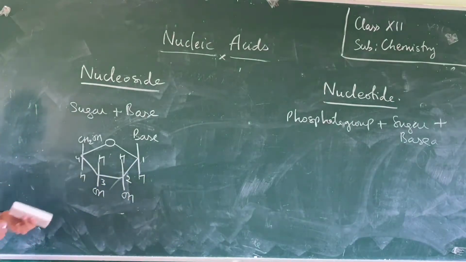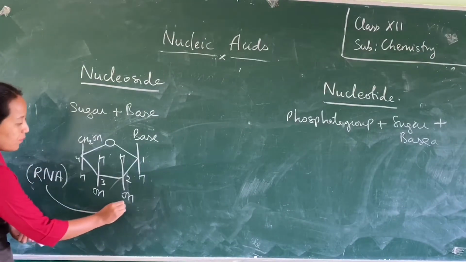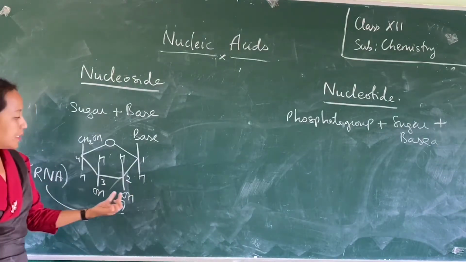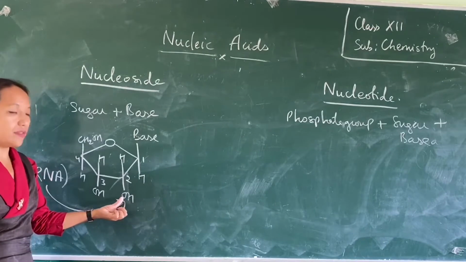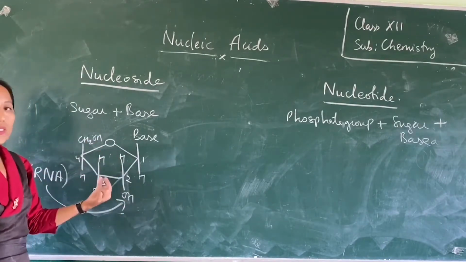Now this is in the case of RNA, because there is a presence of OH on the second carbon atom. If it is DNA, then there will be only H in place of this OH. So this is about the formation of a nucleoside, base plus sugar.